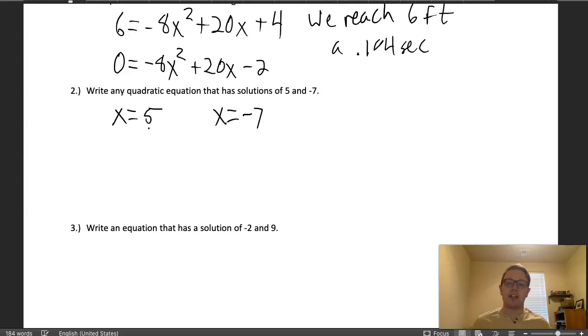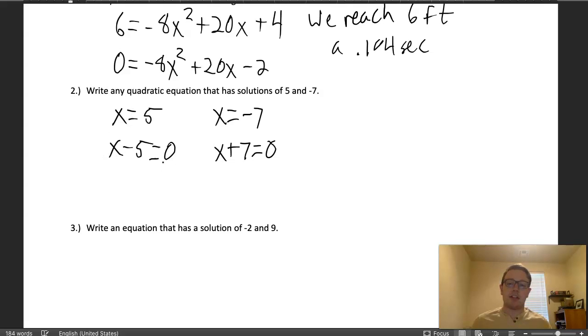So we're going to reverse our steps. So we want to get both of these sides equal to 0. That tells us we'd have x minus 5 is equal to 0, and x plus 7 is equal to 0. So all we're doing is we're anti-factoring here. We're going through the reverse steps. Typically, we'd go from the second step to the first, but now we're doing it in reverse.